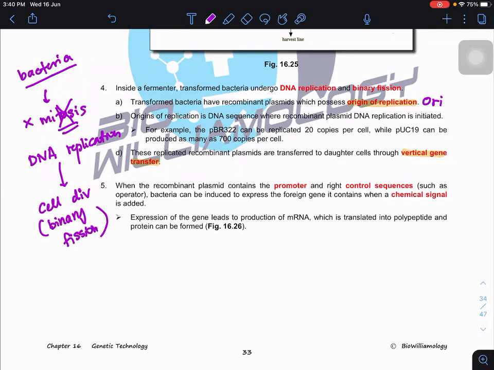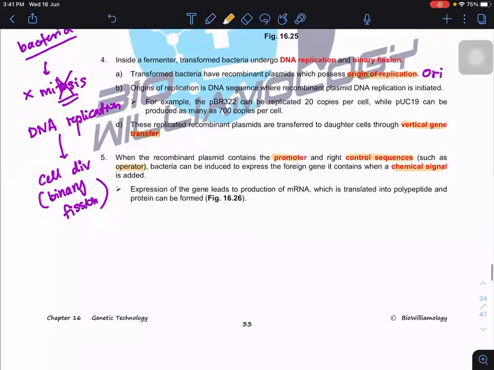Okay, so when a recombinant plasmid contains the promoter and the right control sequence, for example the operator, then bacteria can be induced to express the foreign genes it contains when the chemical signal is added. So basically we can activate the genes and deactivate the gene. We want them to produce insulin, so we give them a particular control sequence, or a particular chemical signal inducer, to induce them to produce the insulin for us.